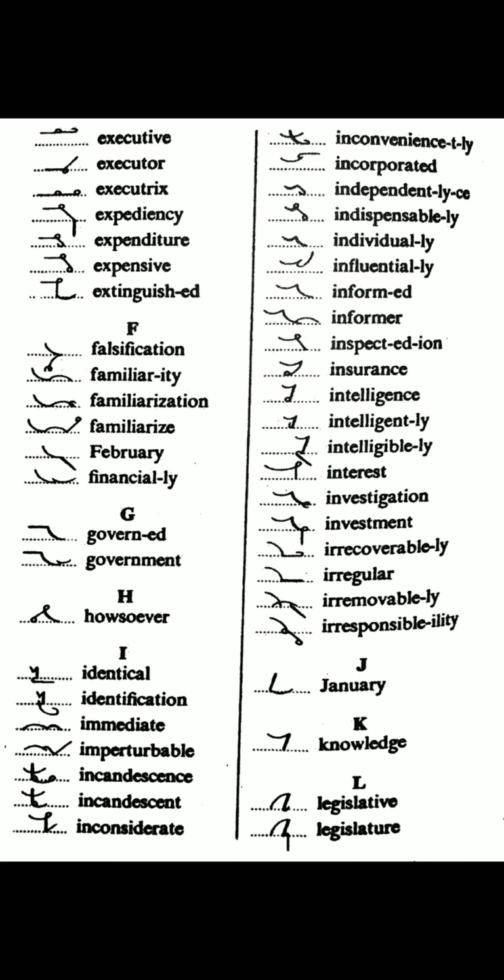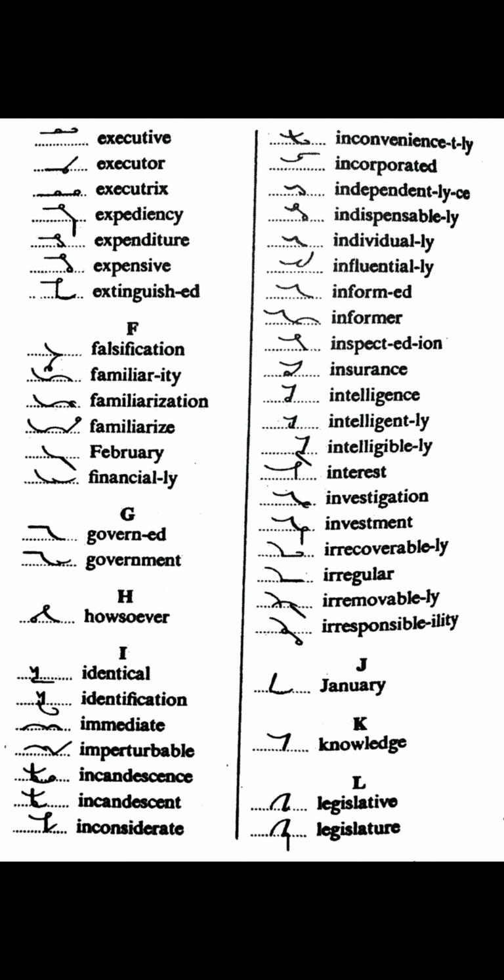N stroke with K with R hook above the line for incorporated. N stroke halved, thickened, and P stroke halved with N hook on the line for independent, independently, and independence. N stroke halved, thickened with S circle P with an S circle on the line for indispensable, indispensably. N stroke halved, thickened, V stroke halved on the line for individual, individually.